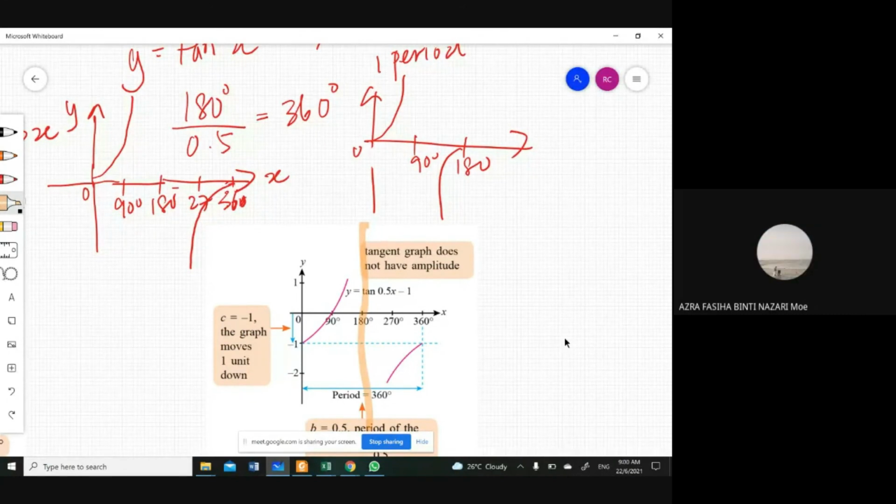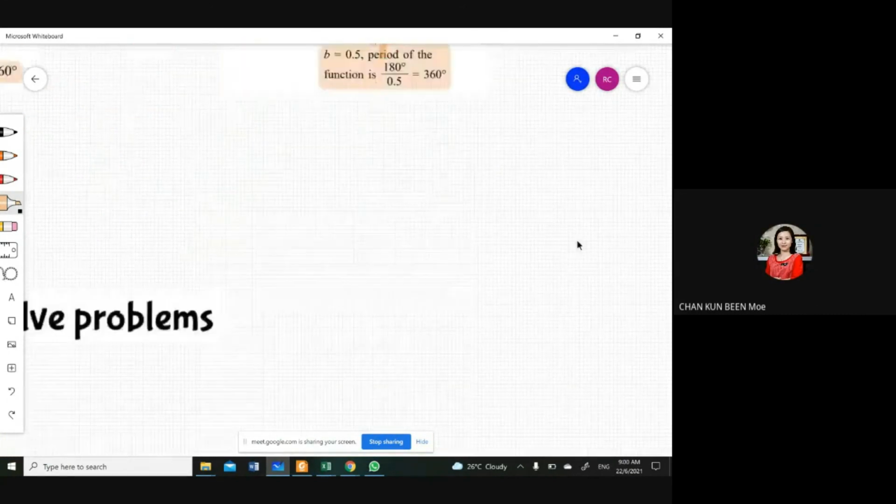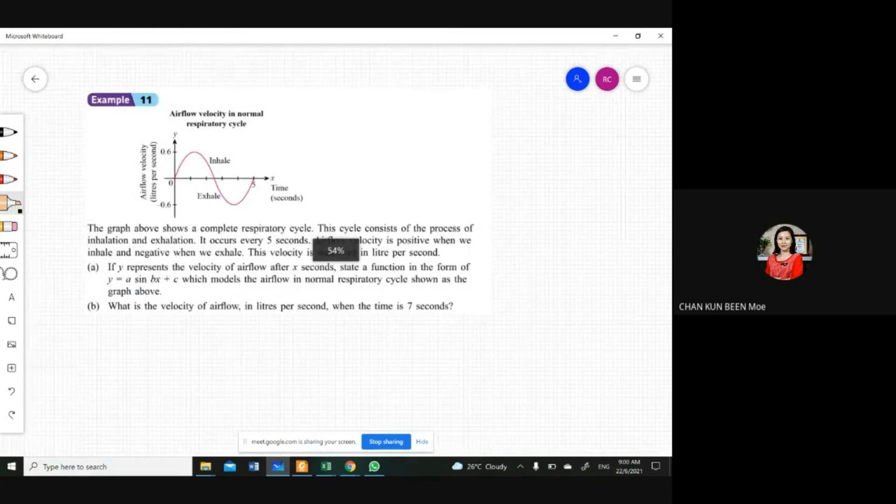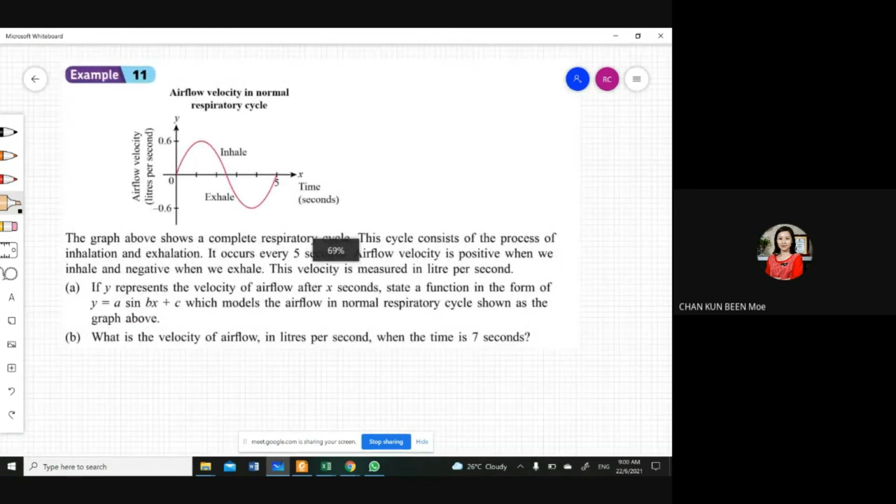Yes. Okay, we are going to look at the last one. The last one is solve problem. That one is example 11 in your book. Okay, we look at example 11. This is the one here. So how to apply it?